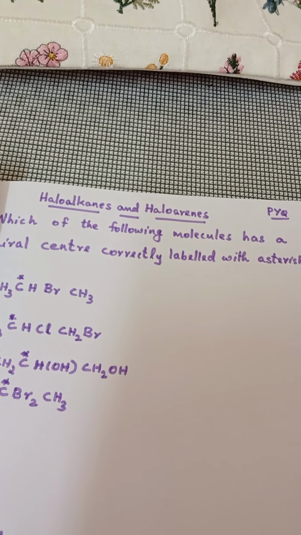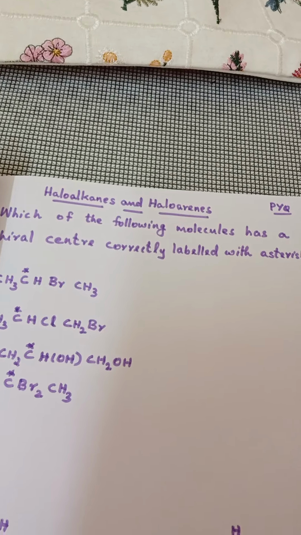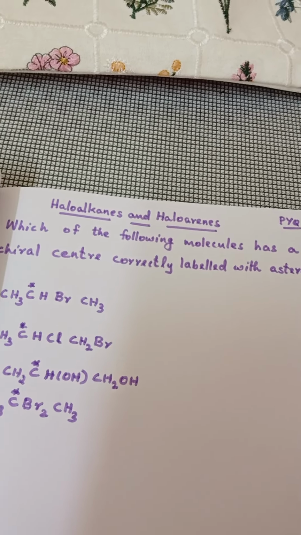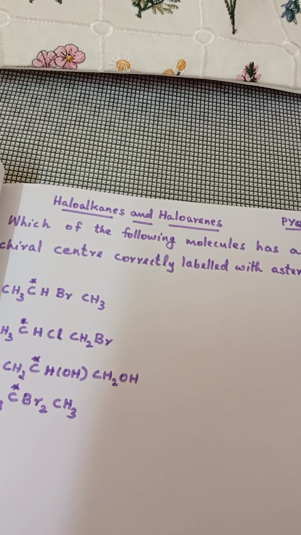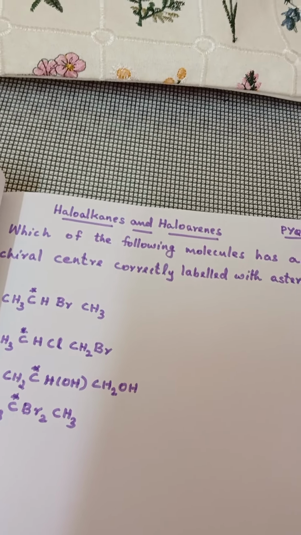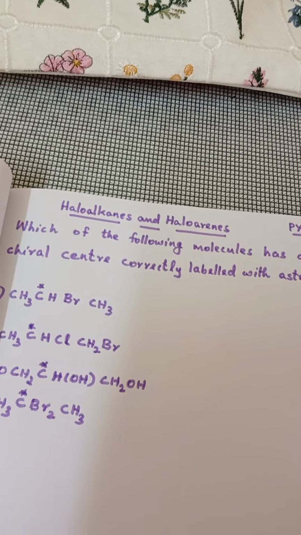Now what do you mean by a chiral center or a chiral carbon? A carbon atom in an organic molecule bonded to four different atoms or groups of atoms. That is called a chiral carbon.